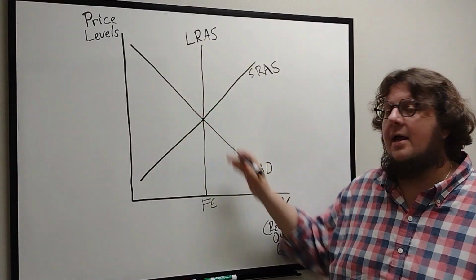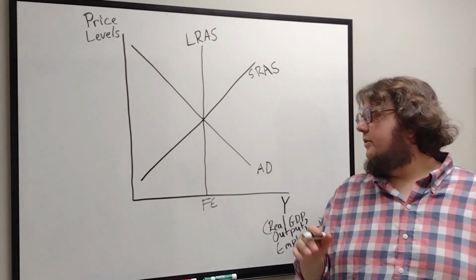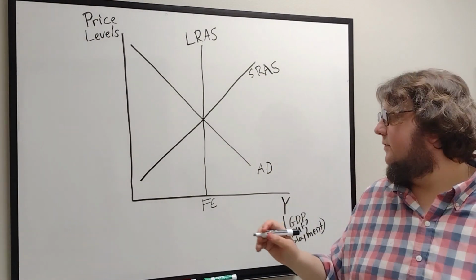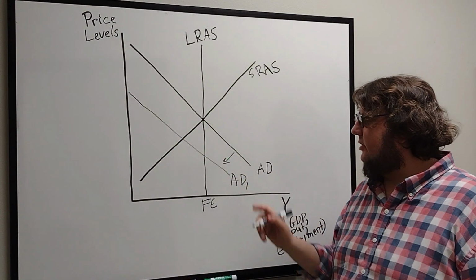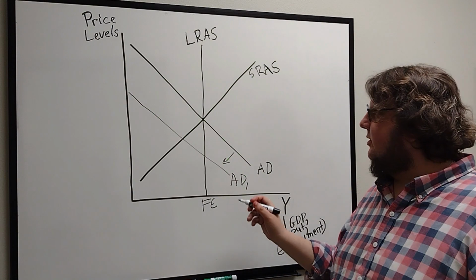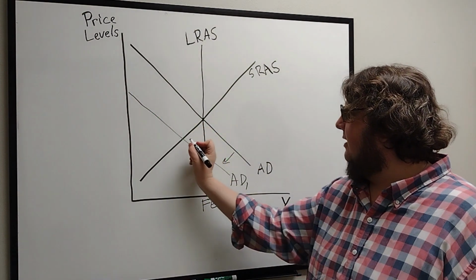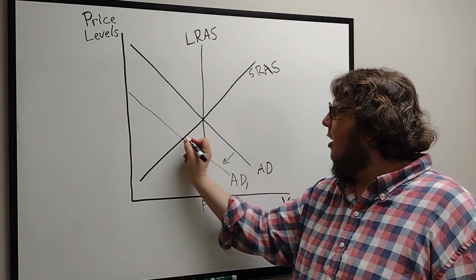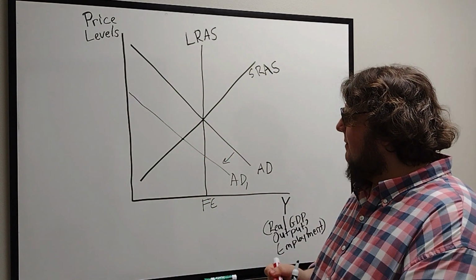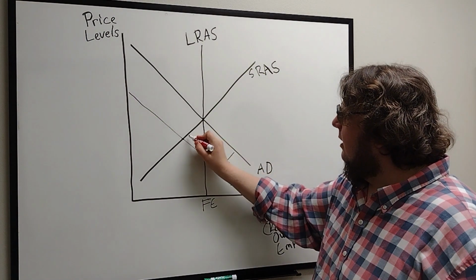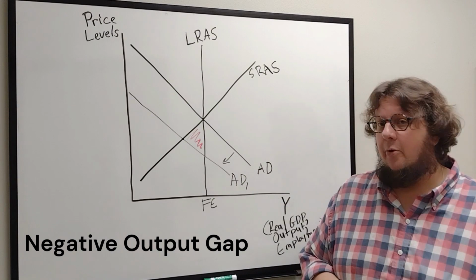So then aggregate demand would shift to the left. Remember, left always means less, and so if you get less demand, it's going to shift to the left. Here we go. So aggregate demand has shifted from AD to AD1, and as you can see, the intersection of the aggregate supply curve and the aggregate demand curve is here, but the full potential is here. What that does is that makes this area in here a negative output gap. This makes it a negative output gap.